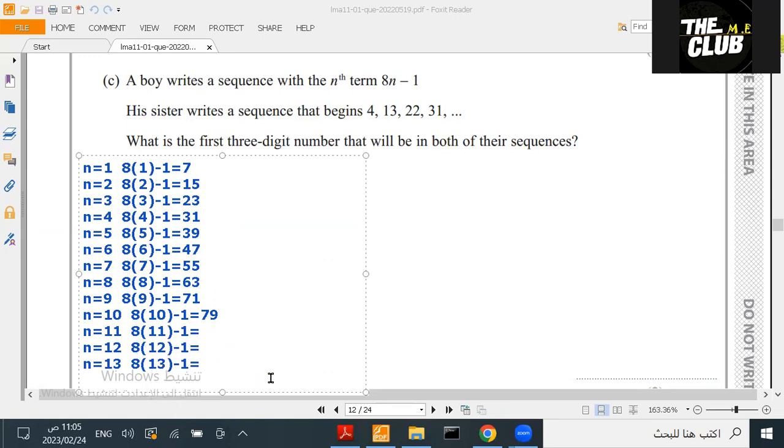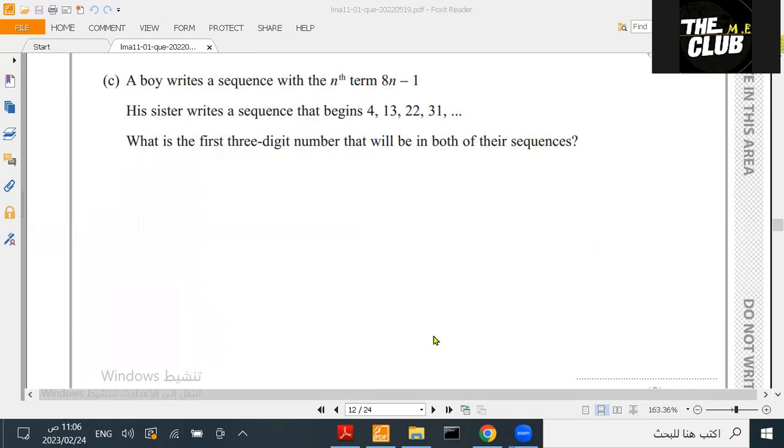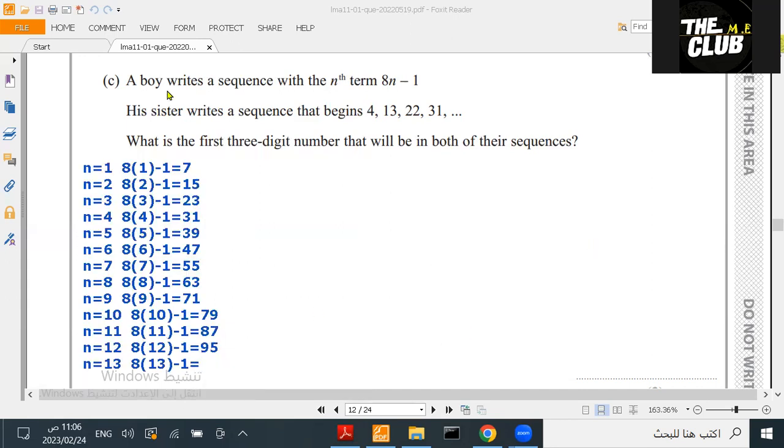Let's check now. 8 times 11 is 88, minus 1 is 87. 8 times 12 is 96, minus 1 is 95. And then 8 times 13 is 104, minus 1 is 103. We stop here. Why? Because this is the first three-digit number that we have. It's going to be 103. So we're going to write it in a different color, like this. So this one is 103. So the first three-digit number is 103.